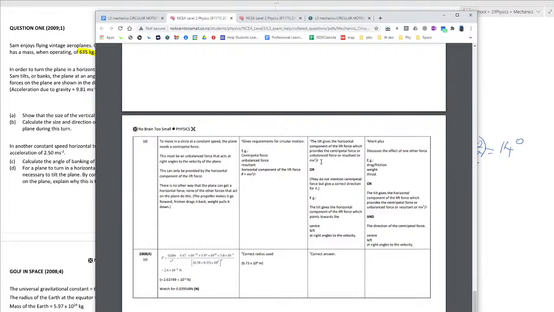Discusses the effect at right angles to the velocity and the direction of the centripetal force. Okay, so I think I would have got that either way. Discusses the effect of one other force: drag, friction, weight, thrust. I did say that weight acts straight down, so I don't know. I definitely get merit. Might have got neither. That's an odd one. Okay.